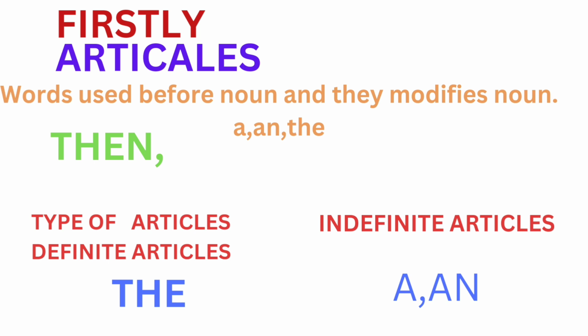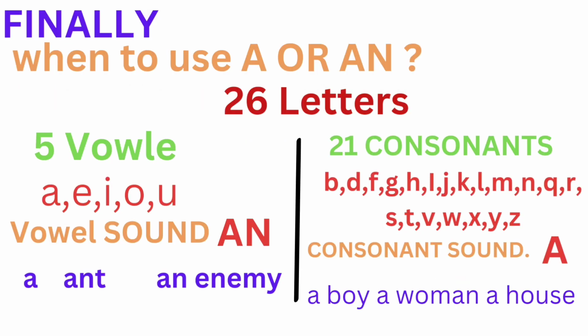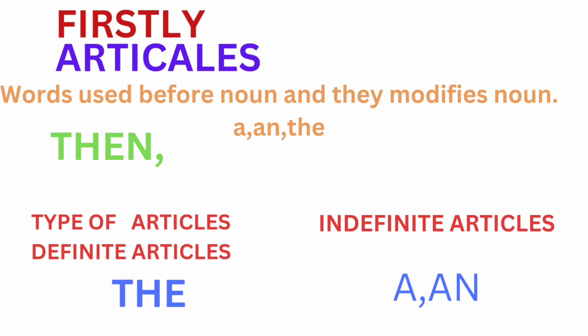Let's go for a quick revision of the lesson. What exactly are articles? Articles are words used before a noun and modify the noun. There are three articles in English: a, an and the. Then we learned they are divided into two categories: definite articles and indefinite articles. The comes in the definite articles, and a and an come in the indefinite articles.